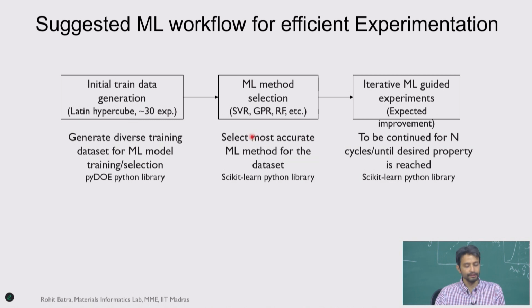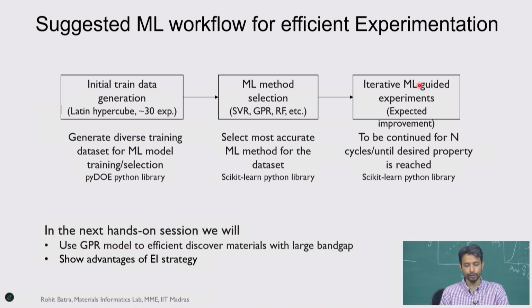Once the data set is known, then you do your machine learning model training. Whatever models you want to try, you first identify which are the models resulting in the most accurate results. Once you have identified the model, you go for this iterative active learning approach, wherein you also account for the uncertainty in the model prediction. Okay.